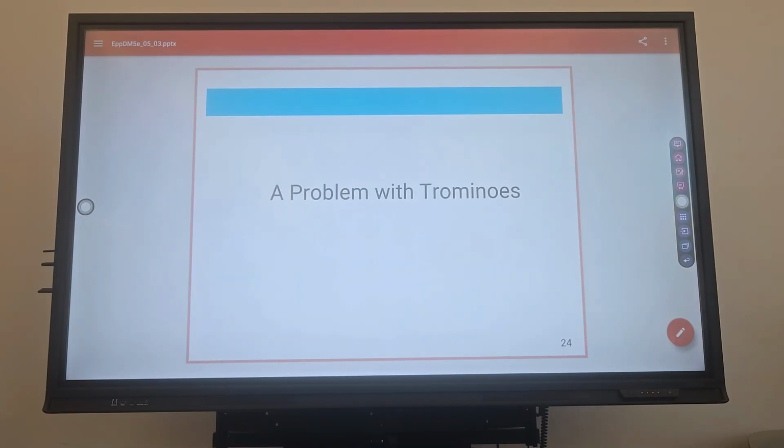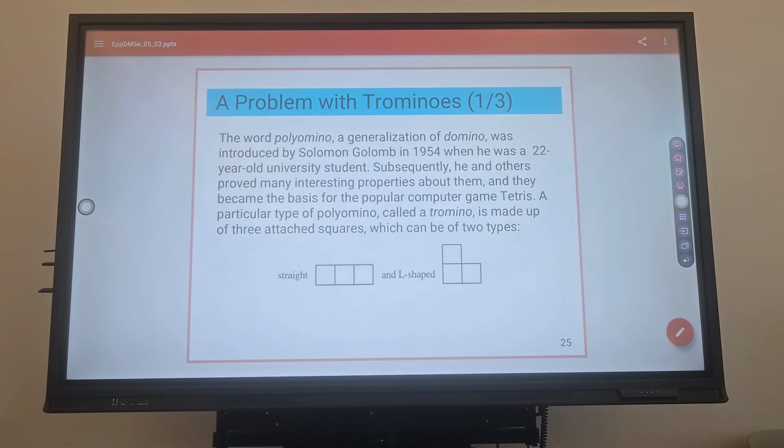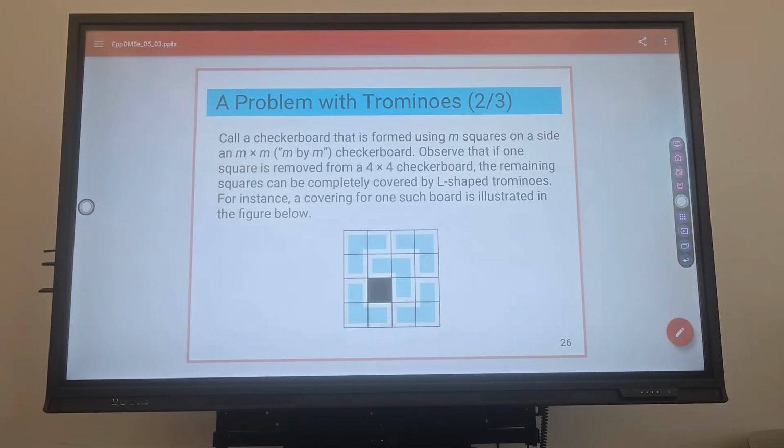A trouble with tromonos. The word polyomino, a generalization of domino, was introduced by this fellow here, and subsequently he and others have proved many interesting properties about them, and they became the basis for the popular computer game Tetris. Anybody play that still? Oh, okay. It's an old game. But anyway, a particular type of polyomino called a tromino is made up of 3 attached squares, which can be of 2 types, straight and L-shaped.